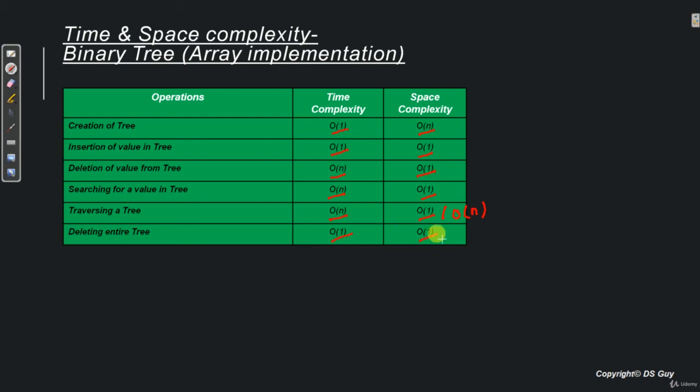Fine. So with that we come to end of this binary tree array implementation. Now in the next video let's do a quick comparison between array implementation and linked list implementation. So let's do that in the next video.